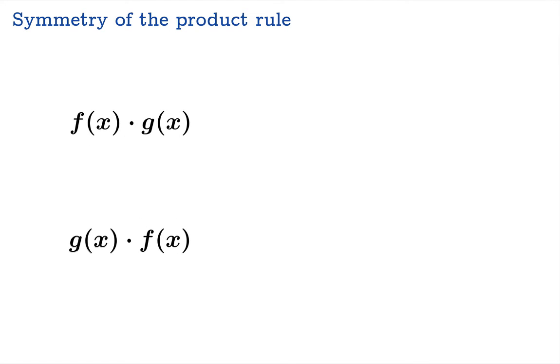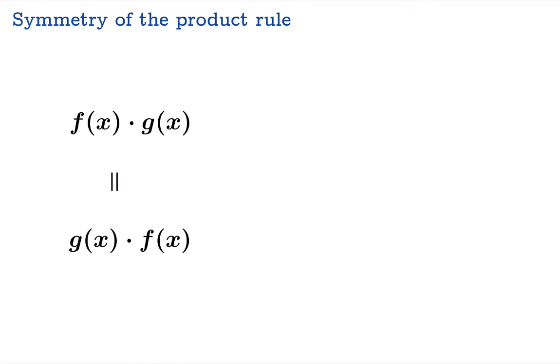Let's take a minute to explore the symmetry of the product rule. So what do I mean by this? Well, the function f of x times g of x is obviously the same as the function g of x times f of x because multiplication is commutative. These are clearly the same functions, so they should have the same derivatives.